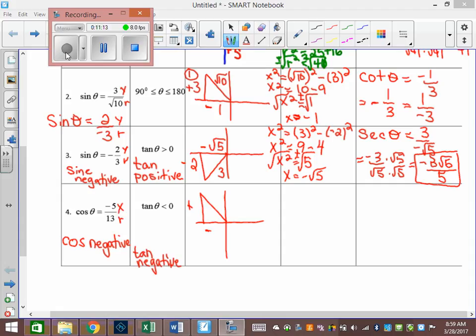So negative 5 and 13. I have to solve for y. So y squared equals 13 squared minus negative 5 squared. Y squared equals 169 minus 25. Y squared equals 144. Square root of that is such a beautiful thing. Y equals plus or minus 12. Has to be positive, so it's 12.